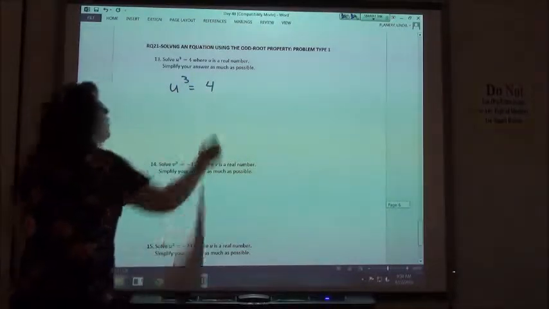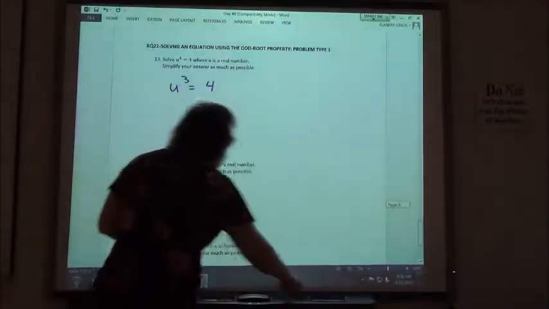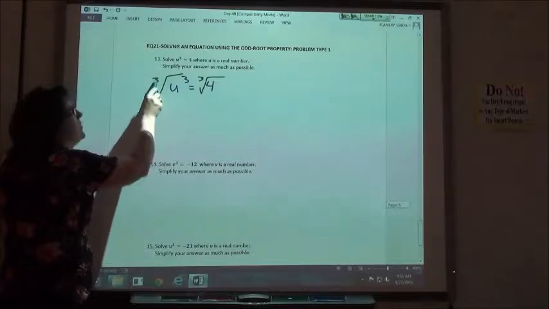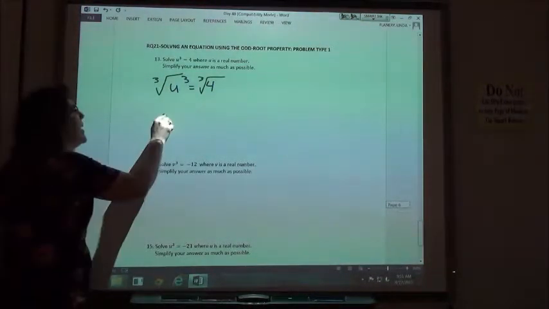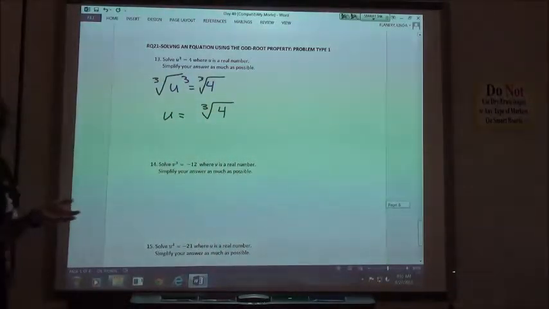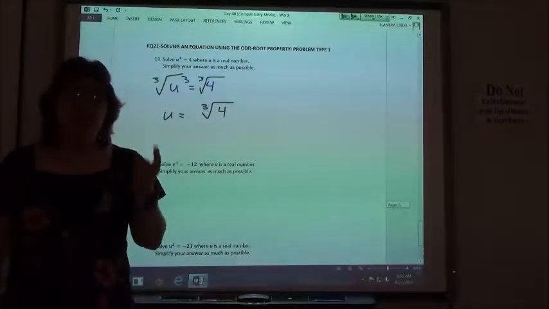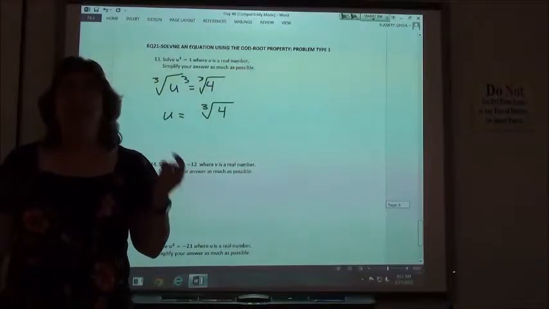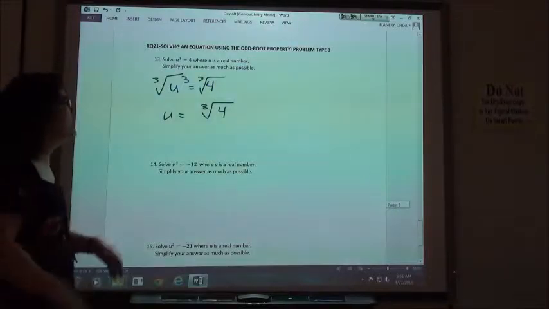u cubed equals 4. Now when we do the cubed root of both sides, the cubed root cancels out a cubing because they're inverse operations, so I get u equals the cubed root of 4. Now with cubes, the plus and minus thing doesn't hold true, because if I cube something, 4 times 4 times 4 is a positive number, but negative 4 times negative 4 times negative 4 is a negative number. So we're only going to get one solution.